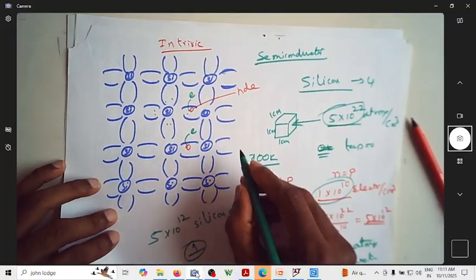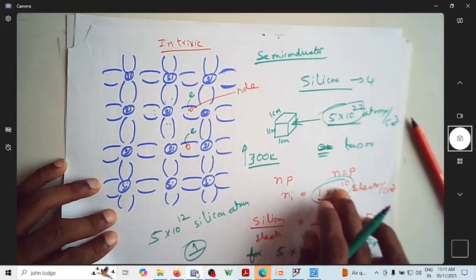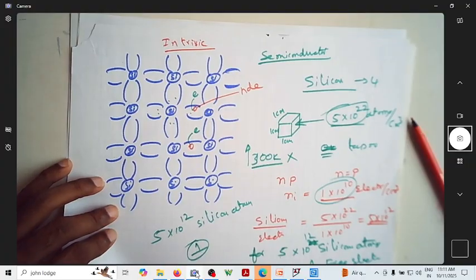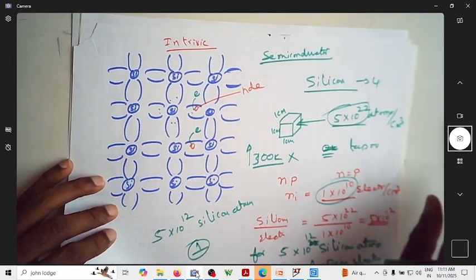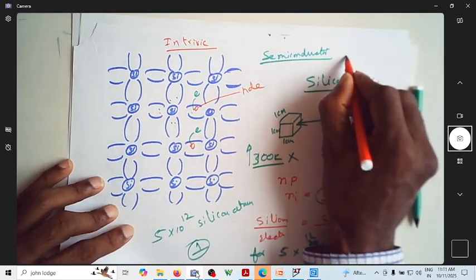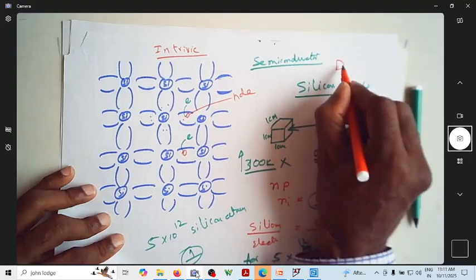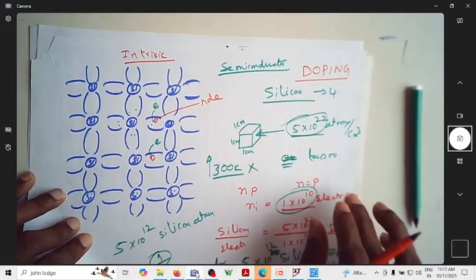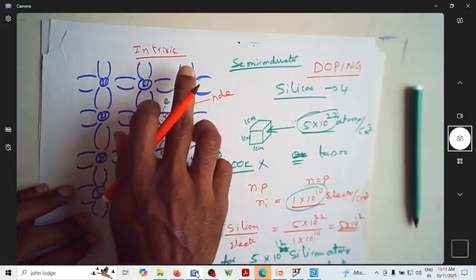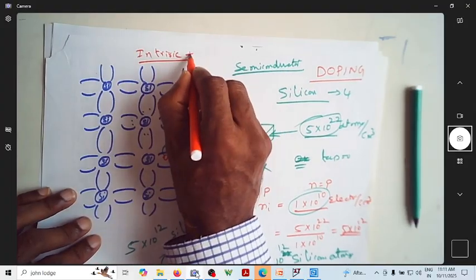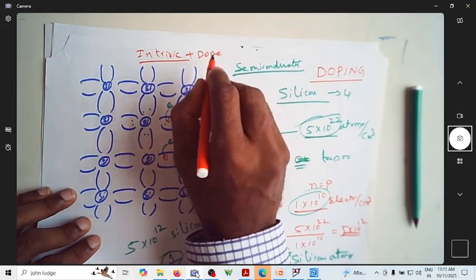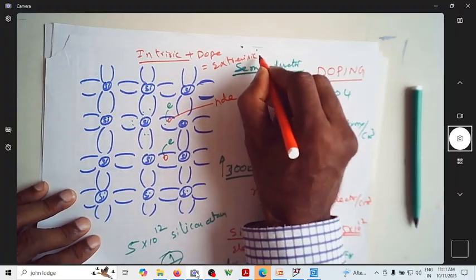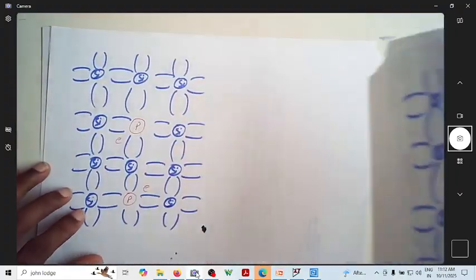One way to increase electrons is to increase the temperature, and the number of electrons will increase. But it is not recommended to increase the temperature of the substrate. We do a process called adding the impurity, which is called doping. So doping is nothing but adding the impurity to a pure, intrinsic semiconductor. If you dope the impurity, then we have an extrinsic semiconductor.